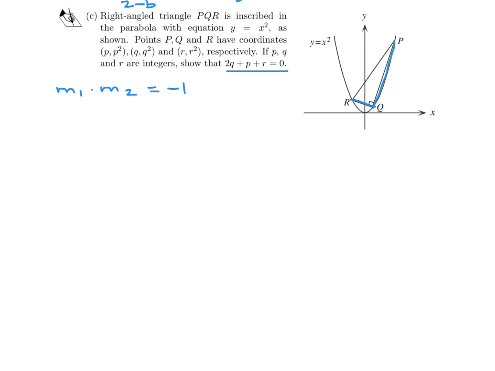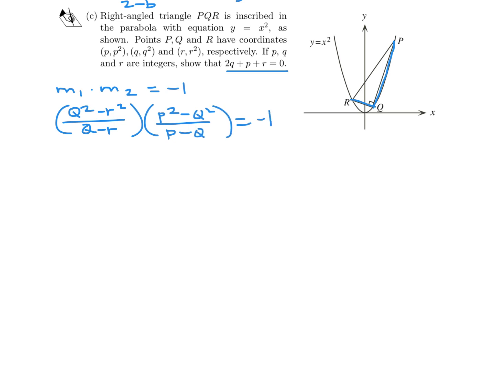All right, so let's go M1. Let's use, well, whatever, it doesn't really matter. We can use QR, that line. So that would mean Q squared minus R squared over Q minus R. And then M2, we use PQ. That's going to be P squared minus Q squared over P minus Q. And all that equals -1.